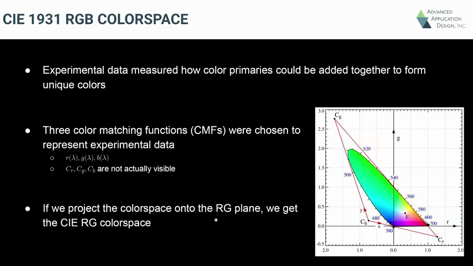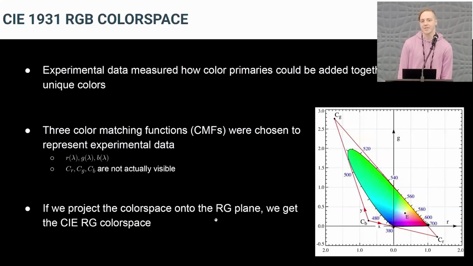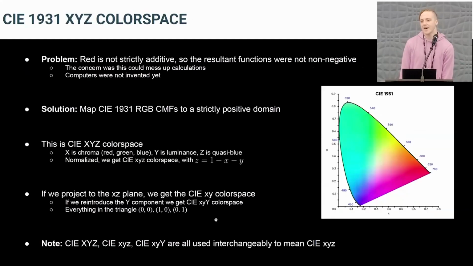And from this experimental data, color matching functions were fitted that were used to define something called CIE 1931 color space. You'll commonly see this represented in two dimensions as a visual aid, but it's just a projection to the RG plane. And this visual aid lets it clearly be seen that the color space encompasses all the values in the triangle CRCGCB. However, there's a small problem with this color space in that the red color component is actually not strictly additive, it's subtractive at certain wavelengths. And as a result, your color matching functions were actually negative in certain respects, which resulted in a really oblique color space for RGB.